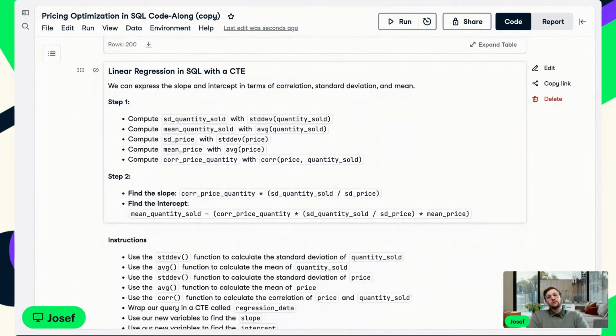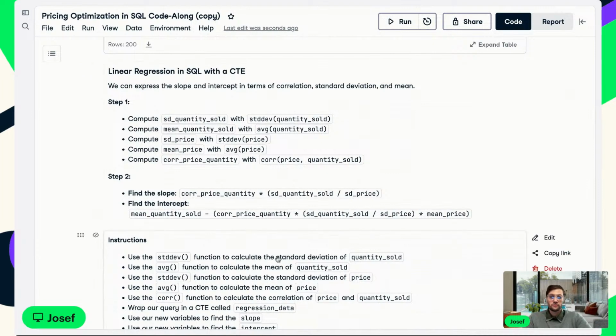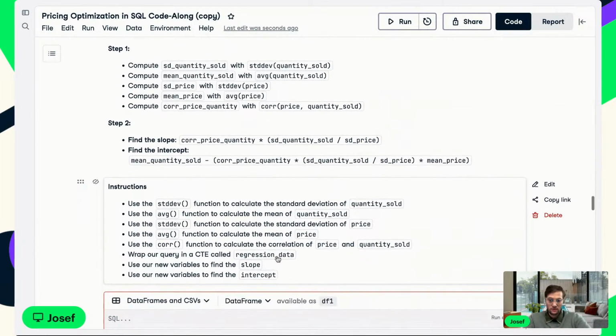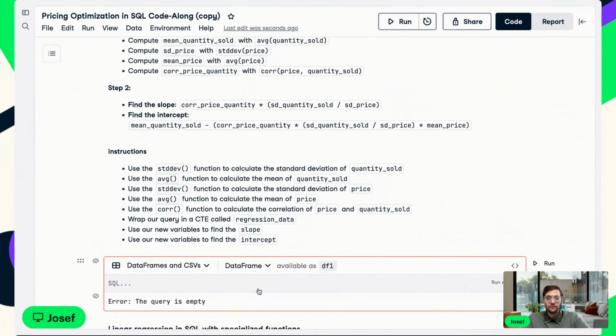So how are we going to do linear regression in SQL using common table expressions? Well, as we said, we can express the slope and the intercept of linear regression in terms of the correlation, the standard deviation, and the mean of both x and y. So let's do that. We'll take it from the top. I'll give you a minute to think through this, but what we're going to do essentially is create each of our variables.